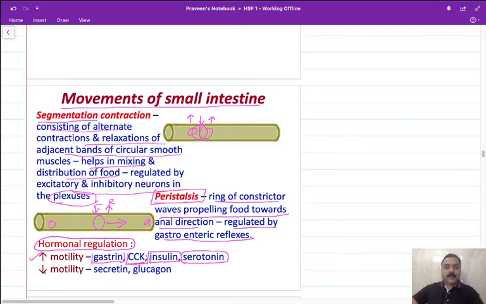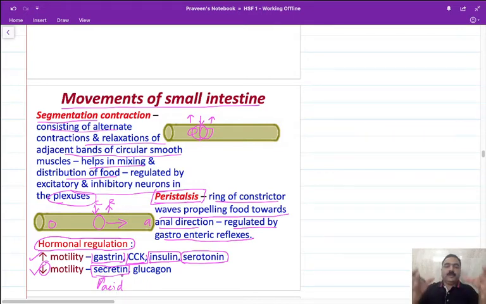Now what are the factors that decrease the motility? The decreasing motility: now you have secretin. What causes the secretion of secretin? Secretin is secreted by the acid. The acid is causing the secretion. So in the presence of acid, we don't want the chyme to move forward.